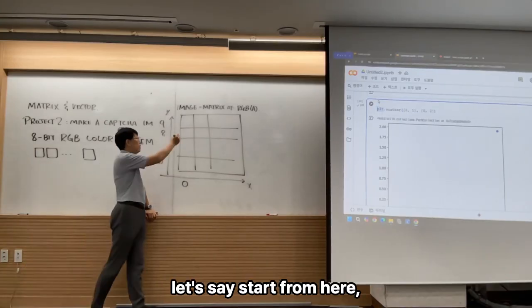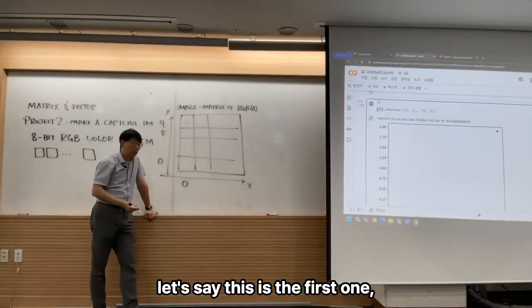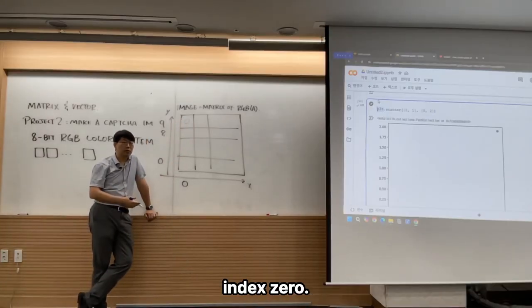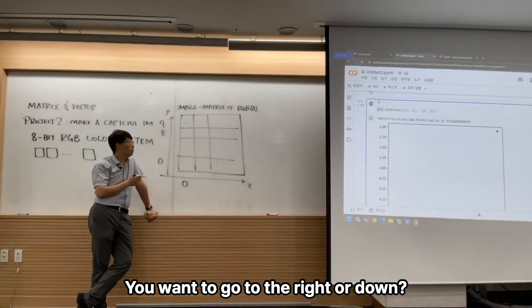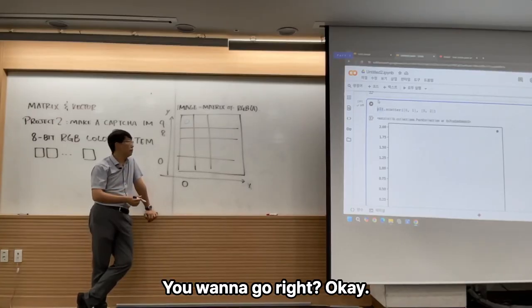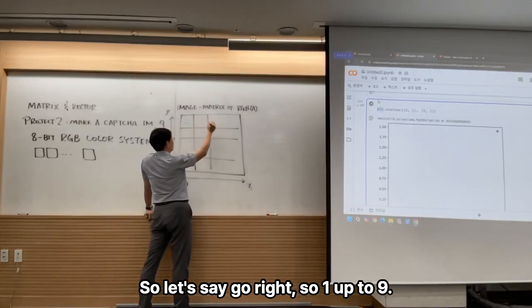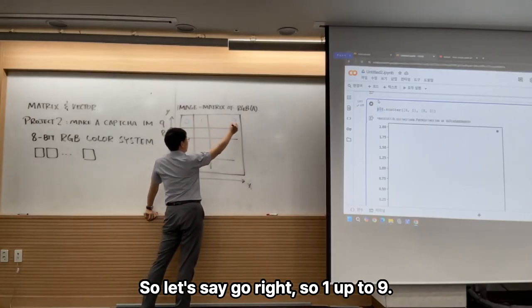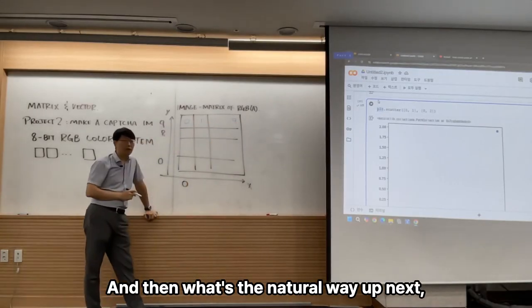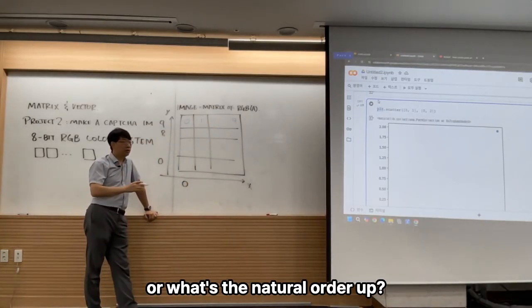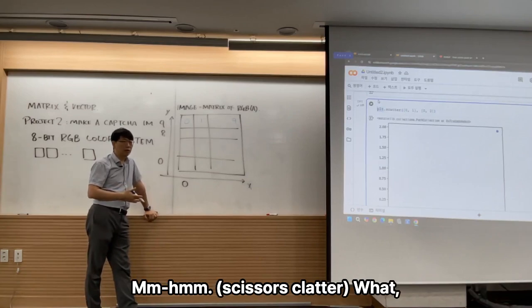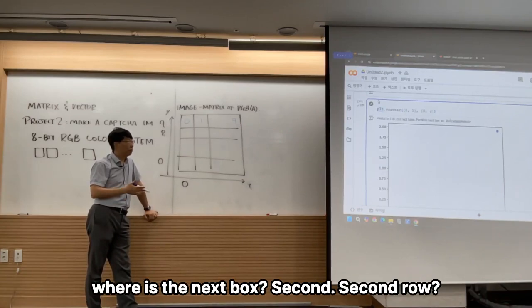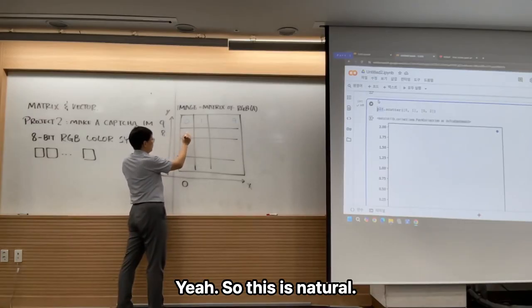Well, let's say we start from here. Let's say this is the first one, index 0. Do you want to go to the right or down? Right? Okay, so let's say we go right, so 1 up to 9. And then what's the natural order? Where's the next box? Second row? Yeah, so this is natural.